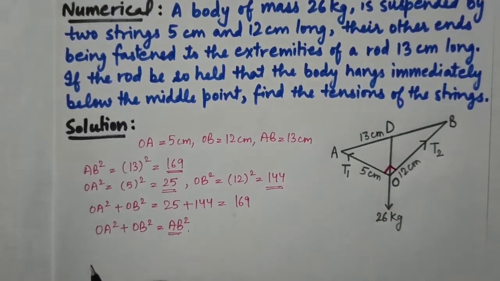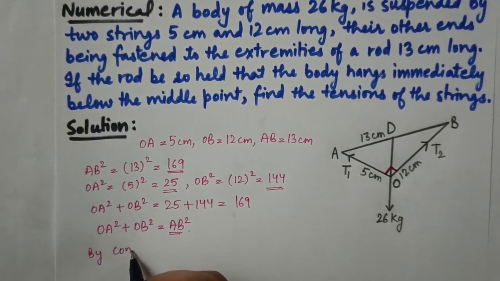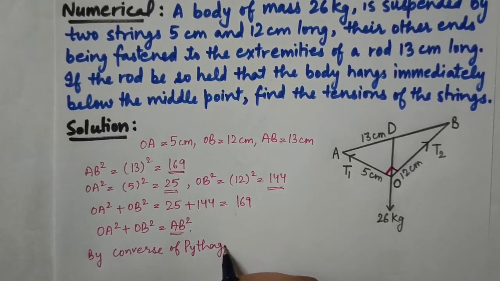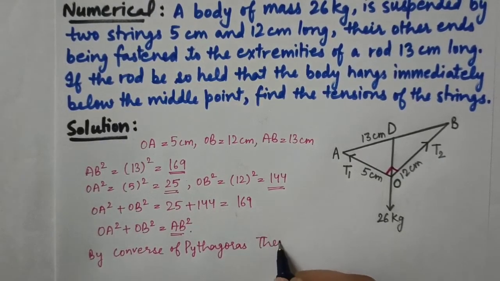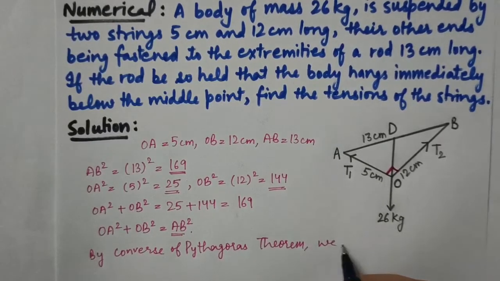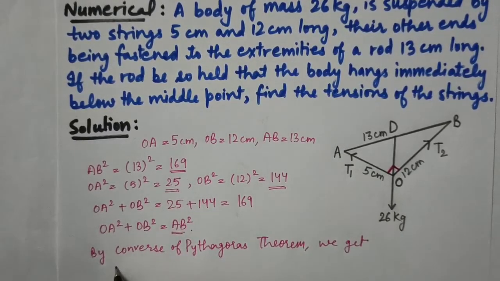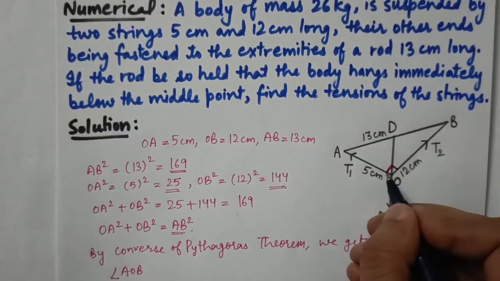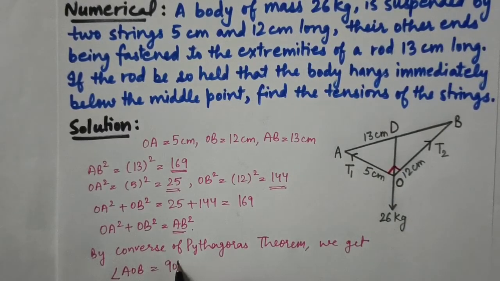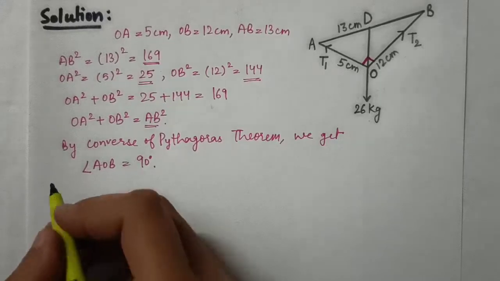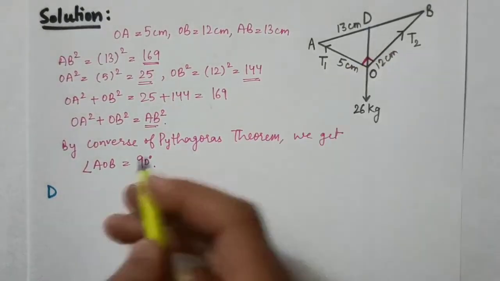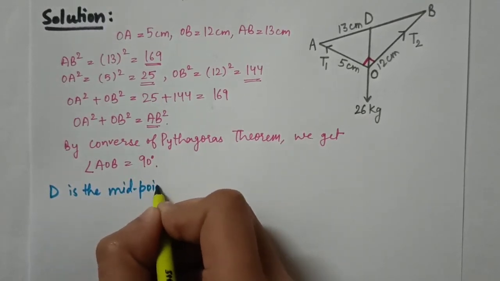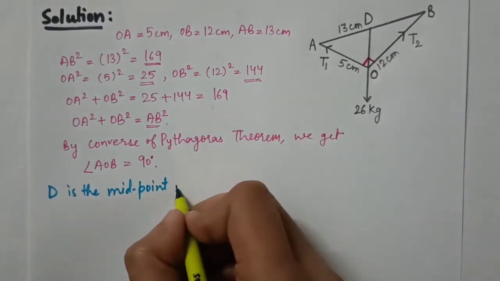Are you getting me? That by the converse of Pythagoras theorem, we get that this angle, that is AOB, is equal to 90 degrees. Now we know that this point D is the midpoint of this hypotenuse AB.